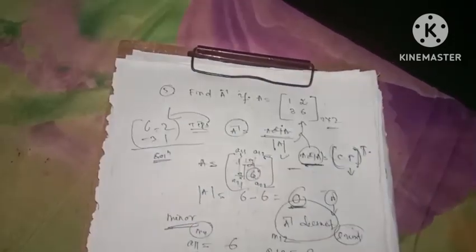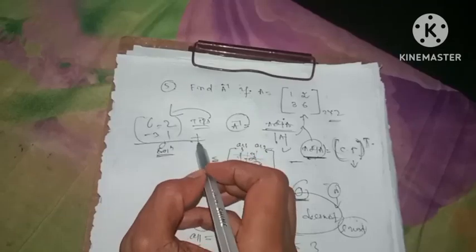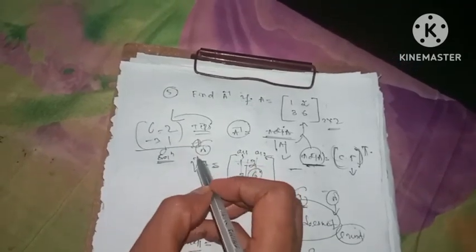Divided by the determinant of A, which is equal to 0. Something divided by 0 is infinite, so the value does not exist.